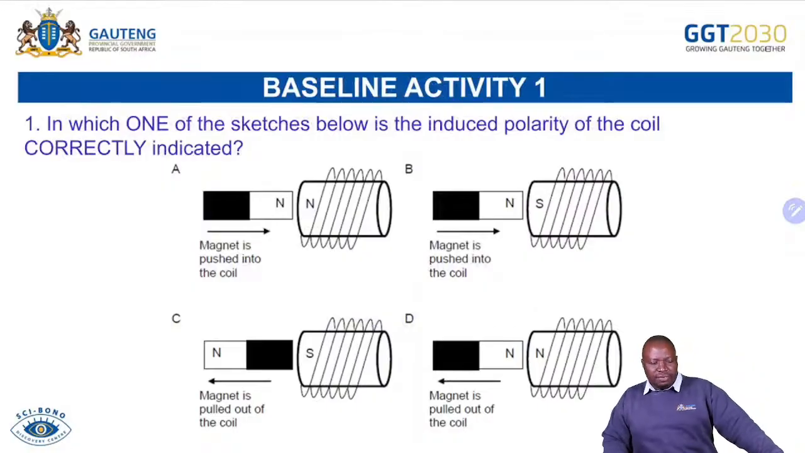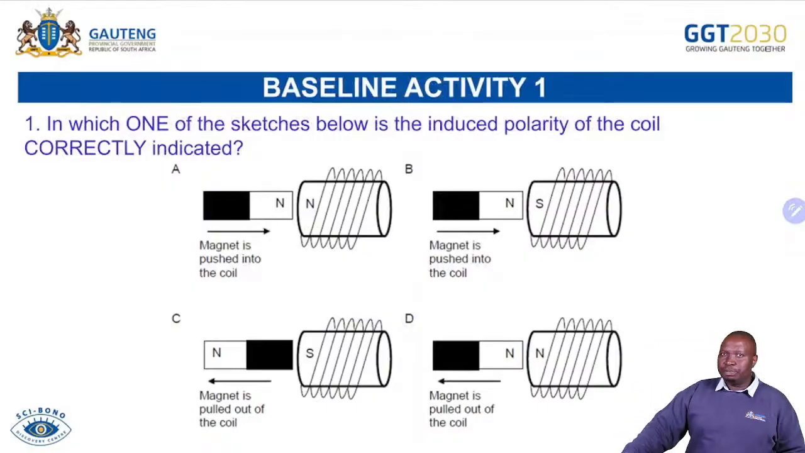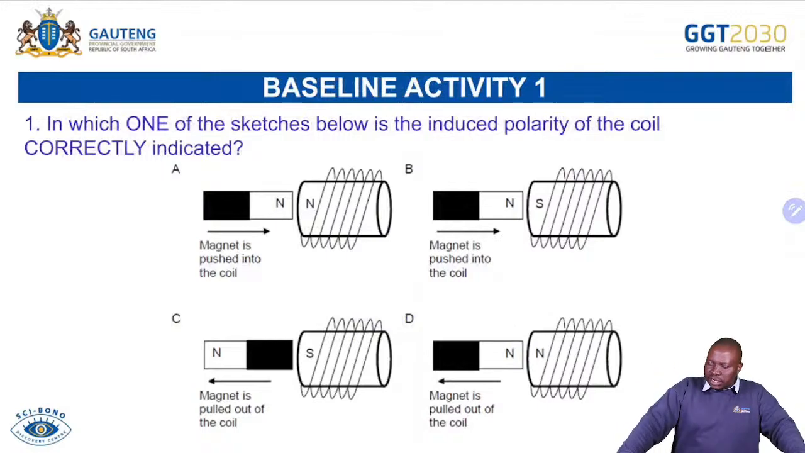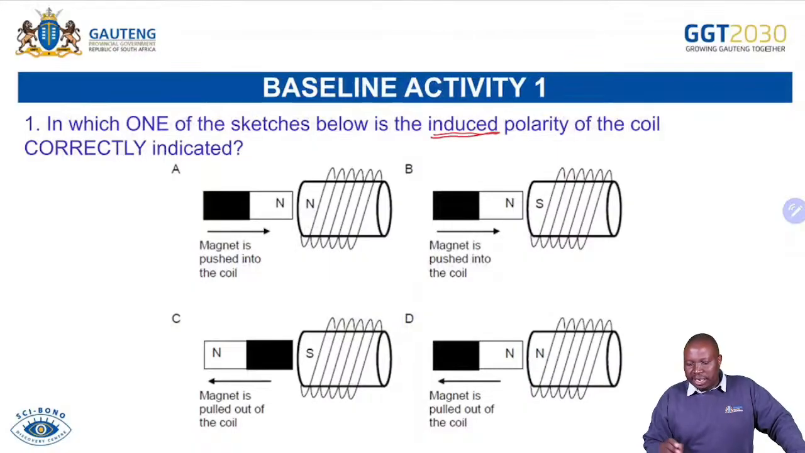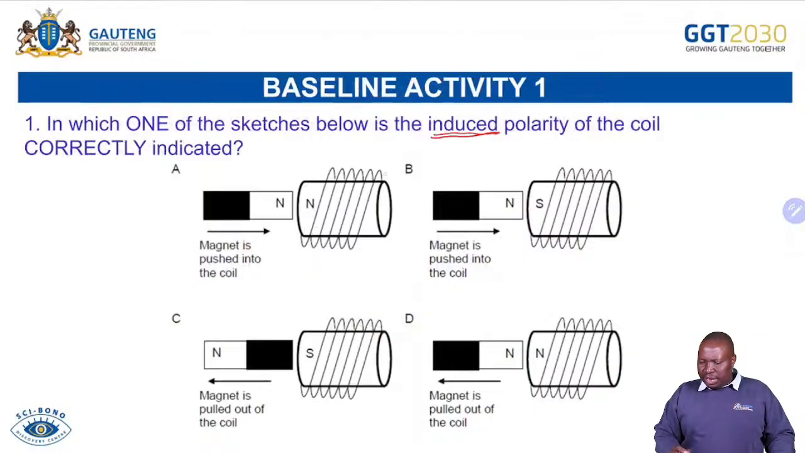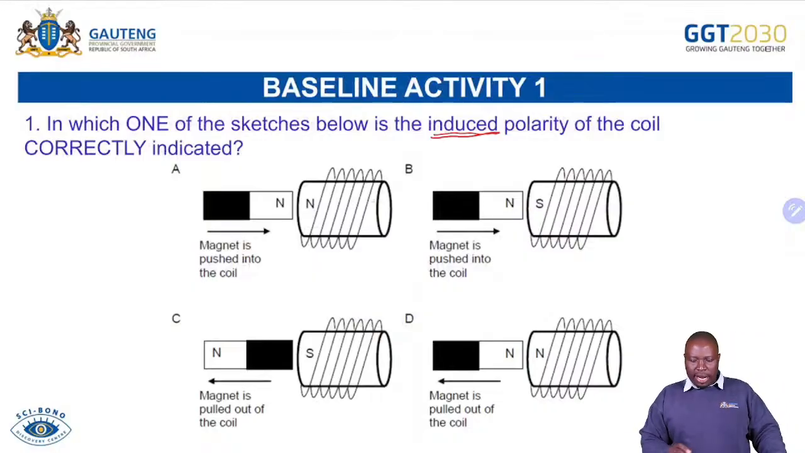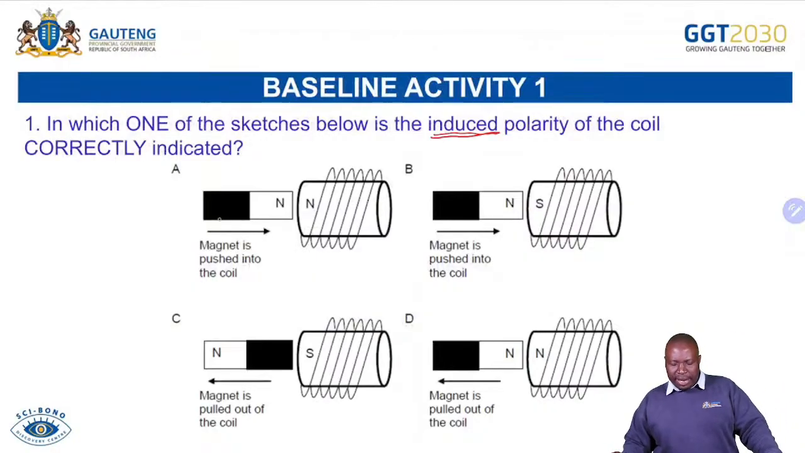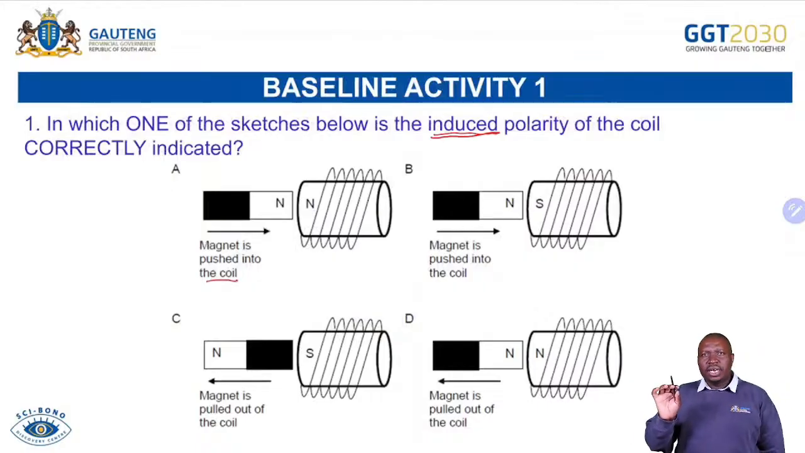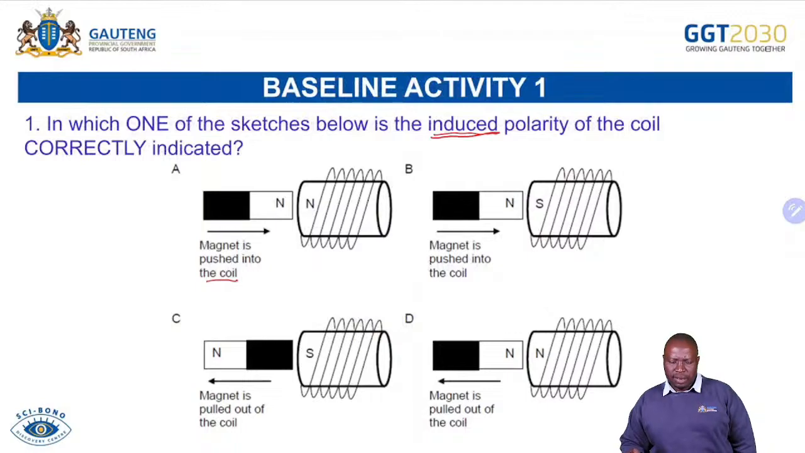Now, let's look at this activity taken from a previous grade 11 question paper. It says, in which one of the sketches below is the induced polarity correct? Remember, we're talking about electromagnetic induction. You can see that we have a magnet and a coil. Look at what happens now. In the first sketch, A, you can see that the magnet is pushed into the coil. So what happens when you push the magnet into the coil?